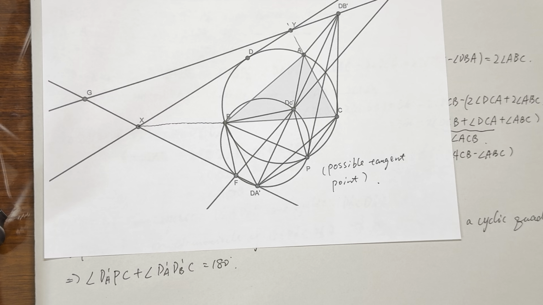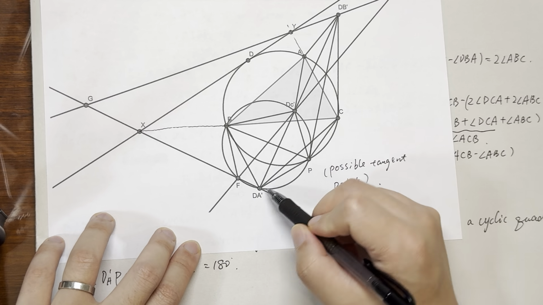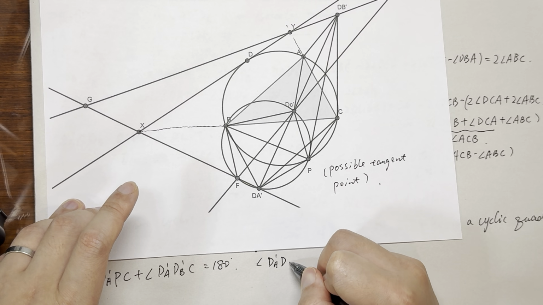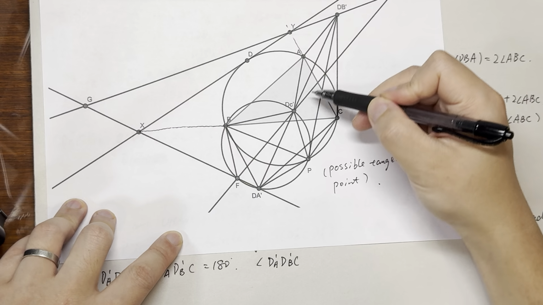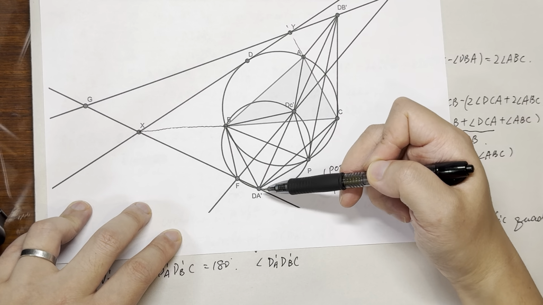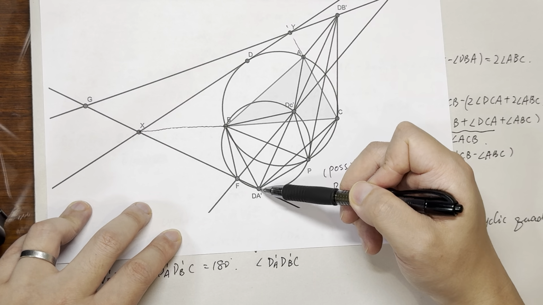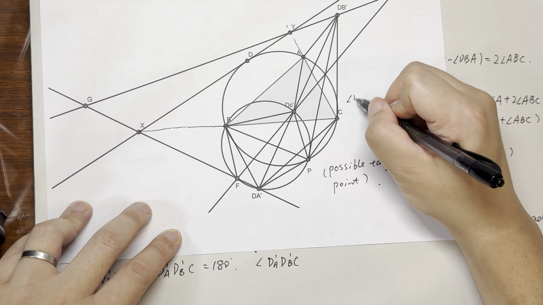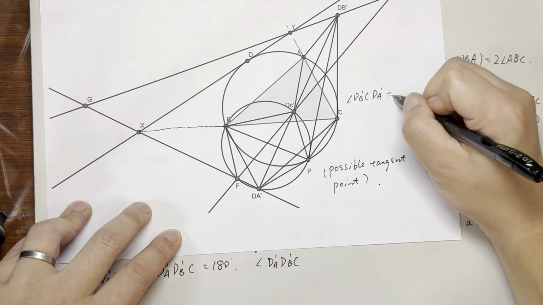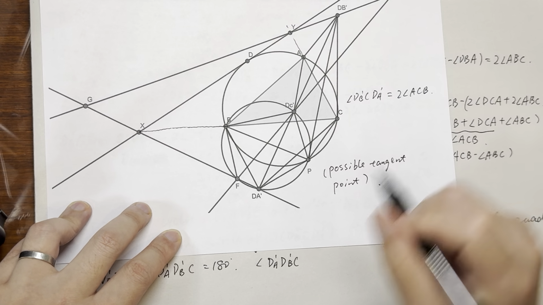So, we want to find this angle, the angle dA' dB' C. Just because triangle dB' C dA' is an isosceles triangle, we know the angle dB' C dA', we just find the angle of that. It equals twice the angle ACB, right?